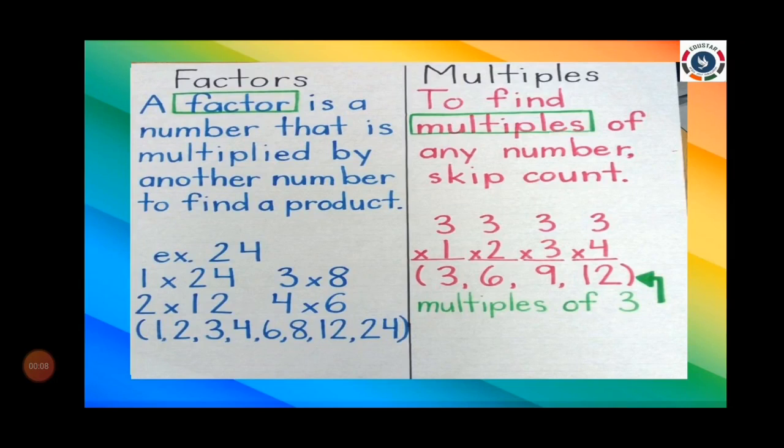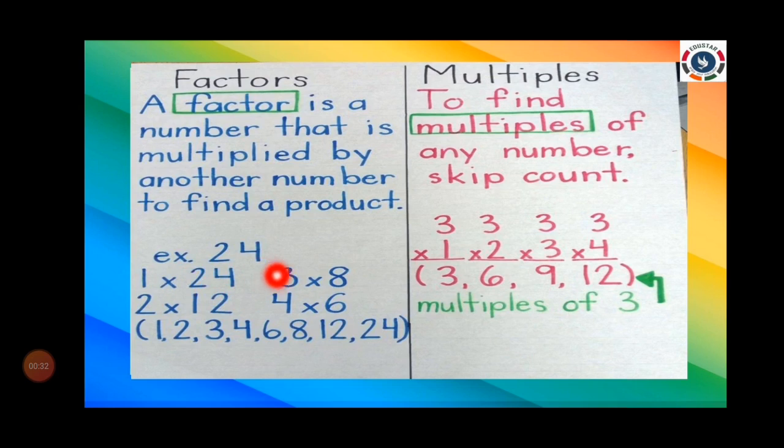Factors. A factor is a number that is multiplied by another number to find a product. For example, 24 is given. If you multiply 24 by 1, you will get the same answer, 24. And 24 is divisible by 2, so 2 12s are 24.